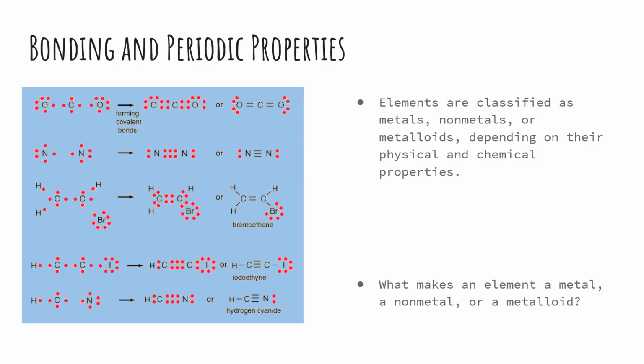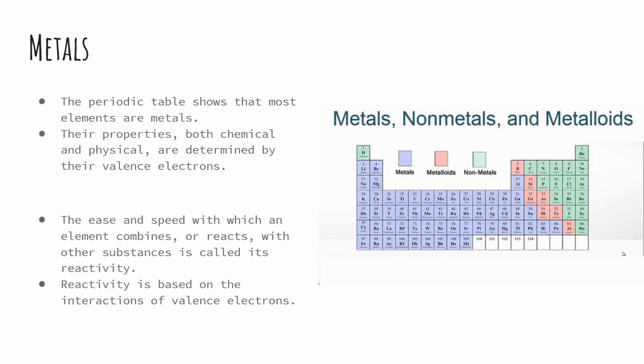Bonding and periodic properties. Elements are classified as metals, nonmetals, or metalloids, depending on their physical and chemical properties. What makes an element a metal, a nonmetal, or a metalloid? So metals. The periodic table shows that most elements are metals. Their properties, both chemical and physical, are determined by their valence electrons. The ease and speed with which an element combines or reacts with other substances is called its reactivity. Reactivity is based on the interactions of valence electrons.